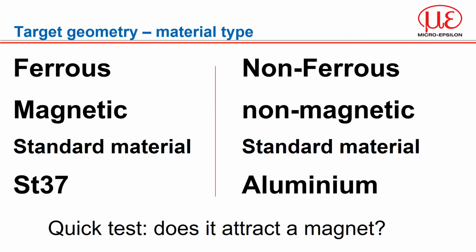We also need to take care of the magnetic properties of the material. The amount of iron in a material will influence how the eddy currents form in the target. The behavior is very different between a ferrous and non-ferrous material, and therefore we need a different calibration set for ferrous materials than that for non-ferrous. Our standard factory targets are either ST37 steel for ferrous calibrations or aluminium for non-ferrous calibrations. A quick and easy way to deduce the material group is to use a magnet. If it's attracted, then it's ferrous.